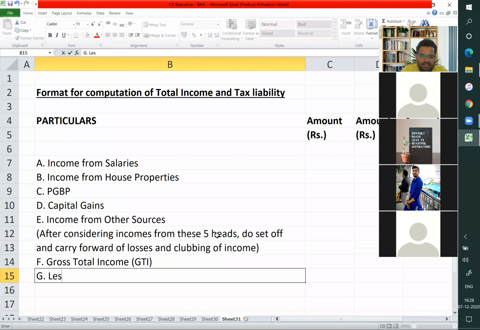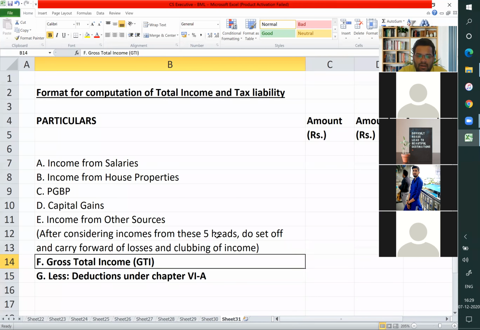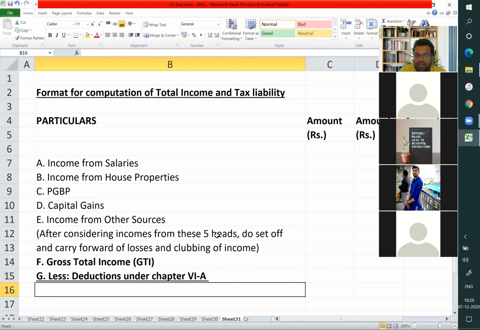After gross total income, what you should do is less deductions under Chapter 6A. Government is not so stringent. They will not ask you to pay tax directly on this gross total income. They will say, we will give you an opportunity to save tax by investing your income at the proper place. On the basis of your investments, many a time you will get deduction under Chapter 6A, which is from section 80C to section 80U.